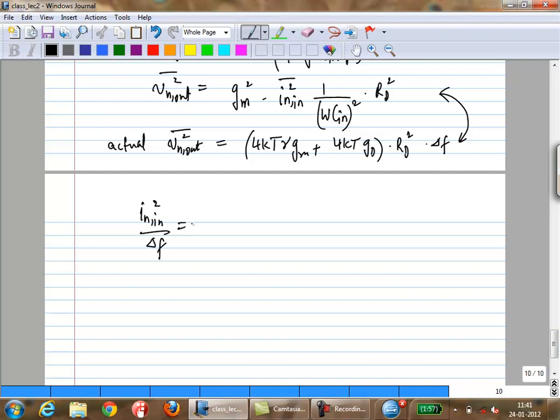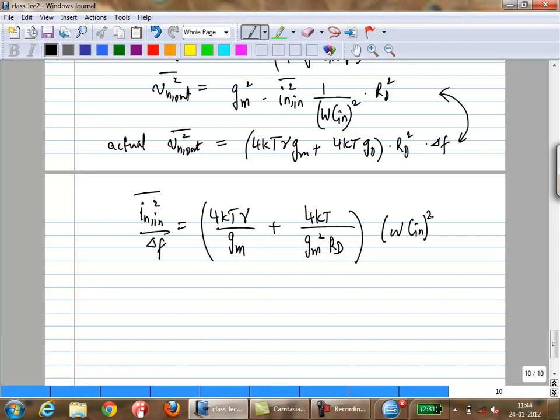What is this? You get a 4 kT gamma over Gm. You get this expression. Okay. 4 kT gamma over Gm plus 4 kT over Gm squared RD, whole thing times omega Cn the whole squared. And of course now if you look at low frequencies, this term goes to 0. Or if your input capacitance is very small. That makes sense, right?